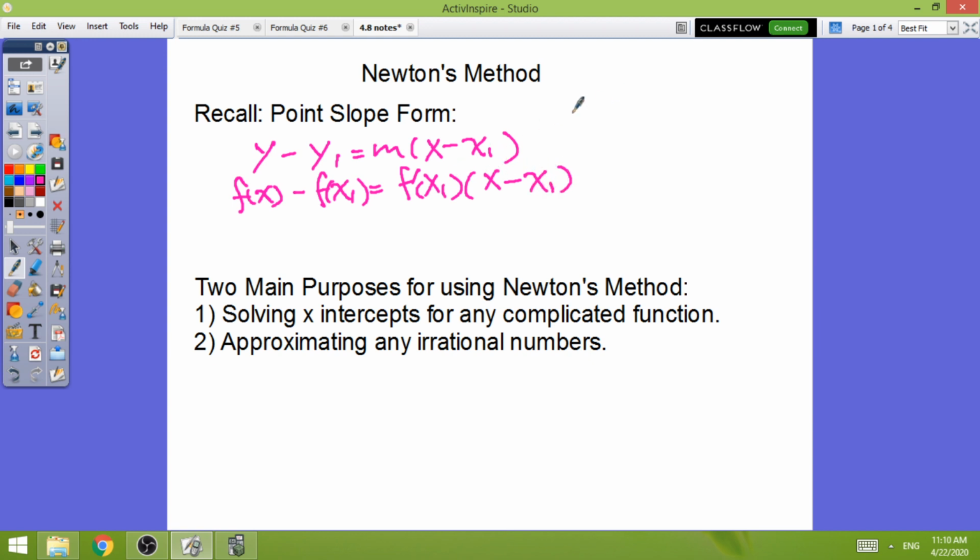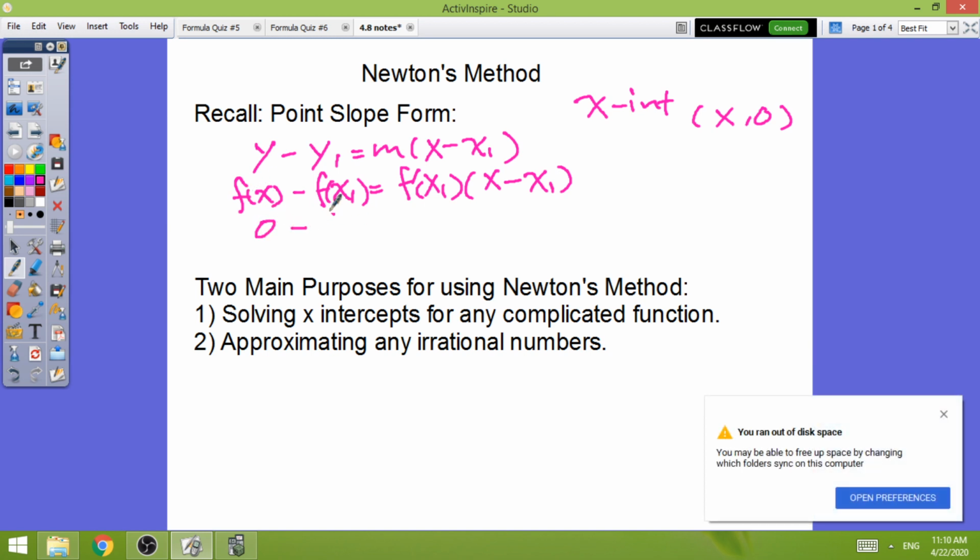Again, one thing I pointed out earlier is about the x-intercept. The x-intercept is always considered x comma 0. The y value is always 0. So as you can see, the y value is 0, so we can set f of x equal to 0. So 0 minus f of x1 equals f prime of x1 times the quantity x minus x1.